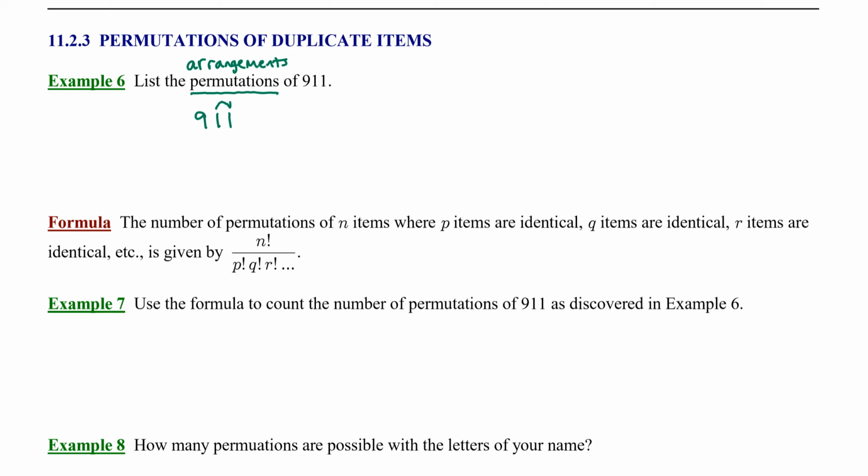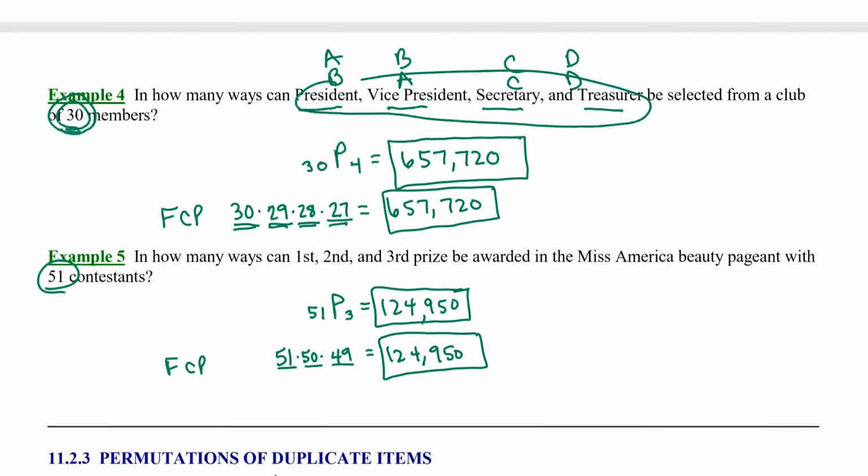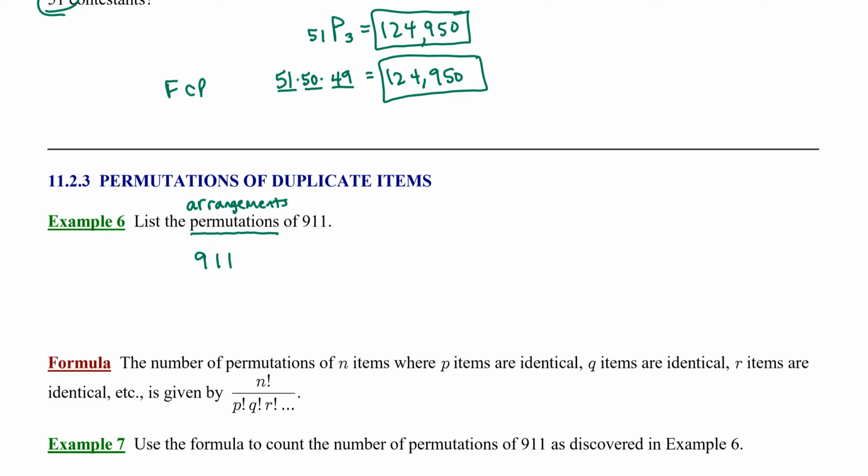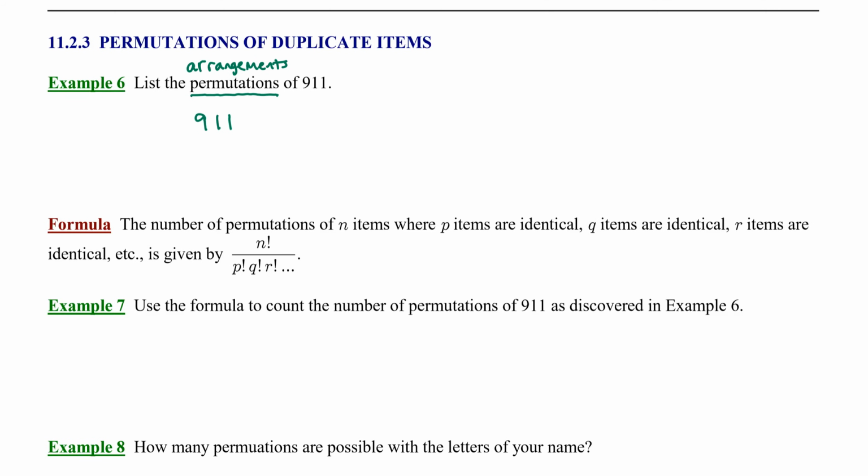Now, since these two numbers are the same, let's suppose I switch those. Well, it doesn't make anything new, right? So I'm not going to be able to rearrange those last two items like we did back in example 2. Remember, we were listing the permutations of the letters M-A-T-H, and we found when we switch those last two spots, we get a new word. Well, that's not going to work in the case of this example because those are duplicate items. So another possible permutation would be 191 and 119. And those are the only possible permutations of 911.